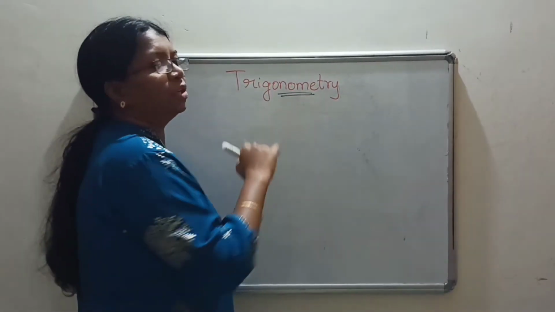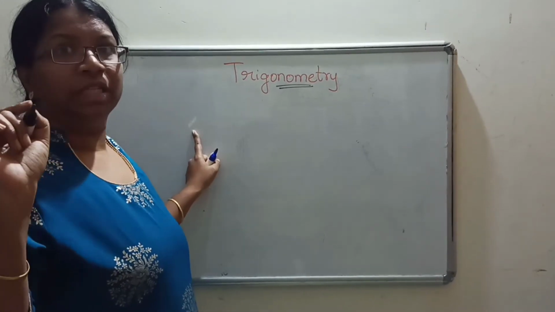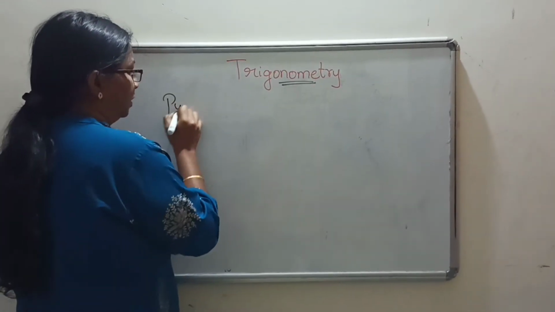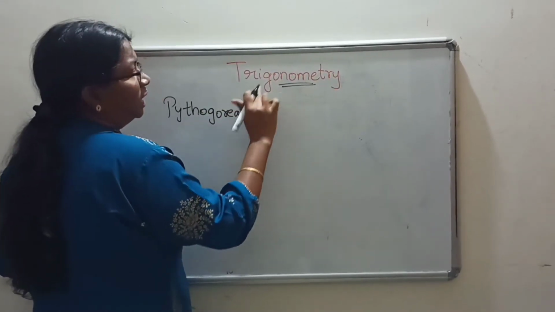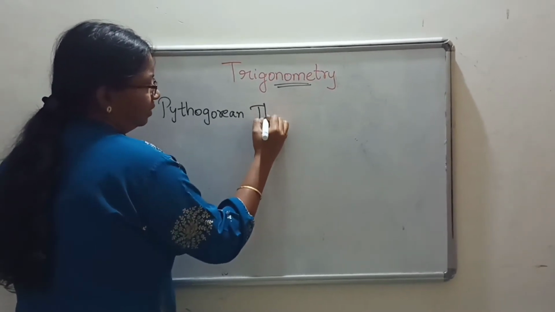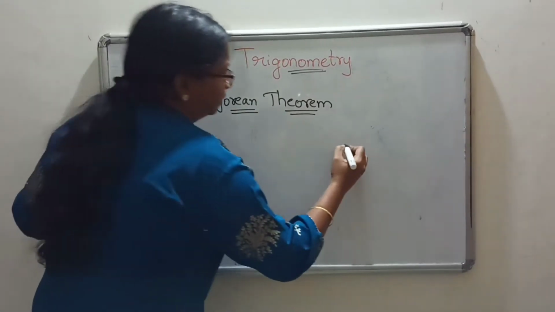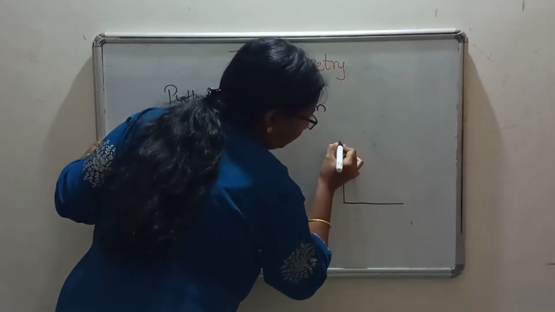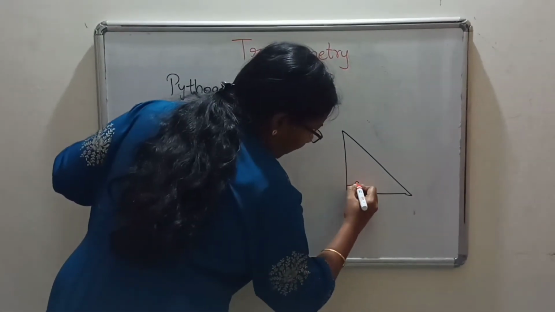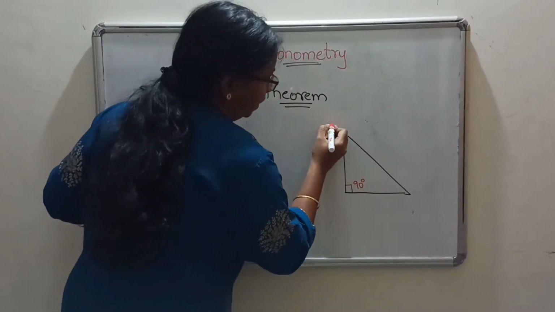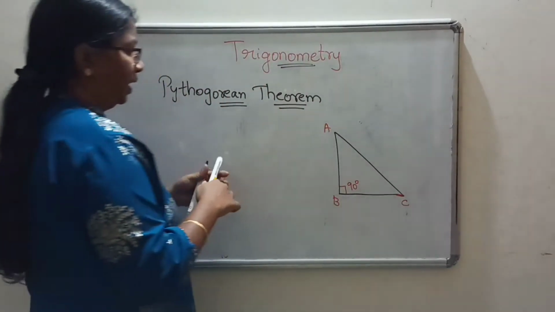Before getting into our main topic, let us have a quick recap of your favorite Pythagorean theorem, because this Pythagorean theorem is completely interrelated with trigonometry further. Let us take a right angle triangle where one angle is 90 degrees and name it A, B, C.